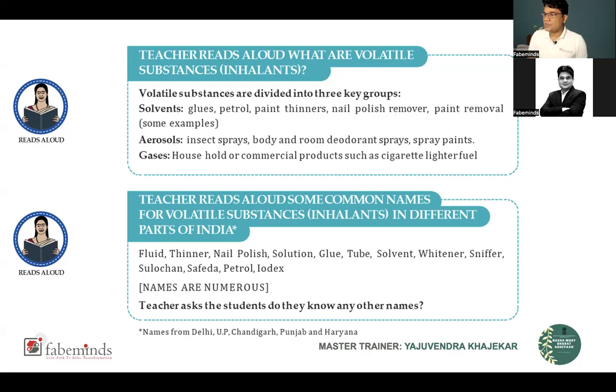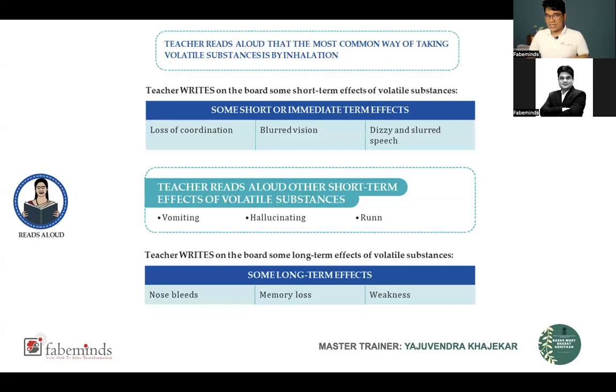Okay, so aerosols like insect sprays, body deodorant sprays, spray paints, gases like household or commercial products such as cigarette lighter fuel, and so on. The teacher reads aloud some common names for volatile substance inhalants in different parts of India, like fluid, thinner, nail polish solution, glue, tube, solvent, whitener, sniffer, sulochan, safeda, petrol, iodex. So the names are numerous. You can ask if the students know, or wherever you are taking the session, you can ask them what the other or local names are.